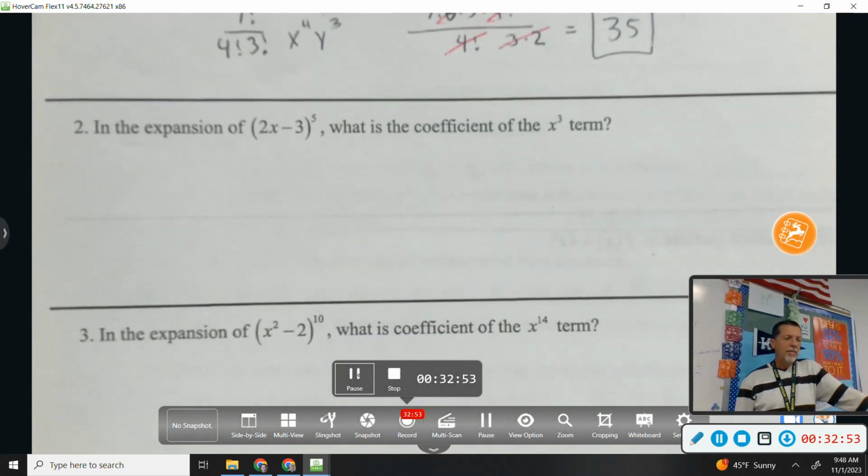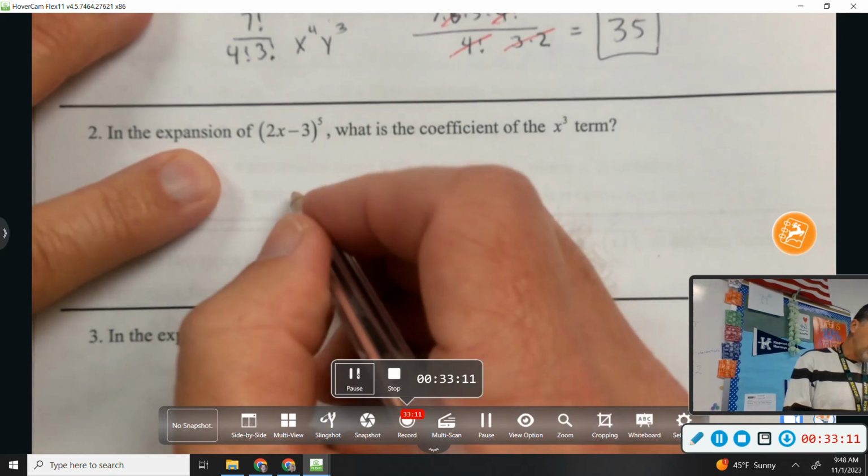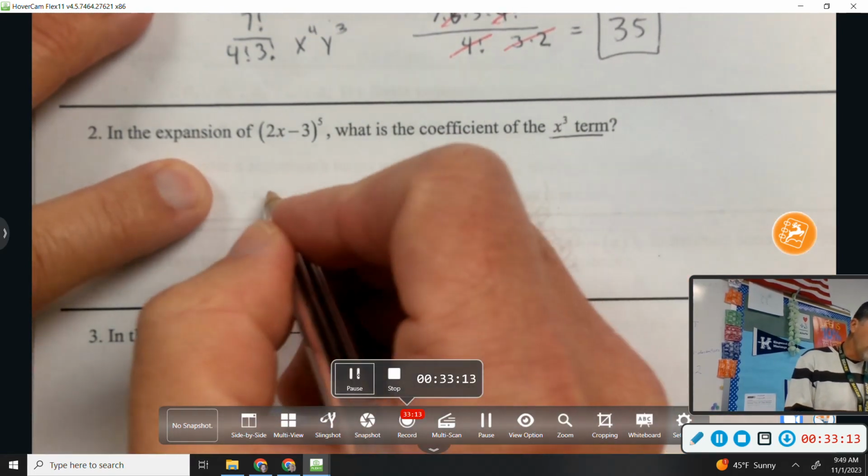All right. Let's take it up a little bit here. In the expansion of 2x minus 3 to the 5th, what is the coefficient of the x cubed term? Well, they didn't. Interesting. So let's figure out what the x cubed term is first.